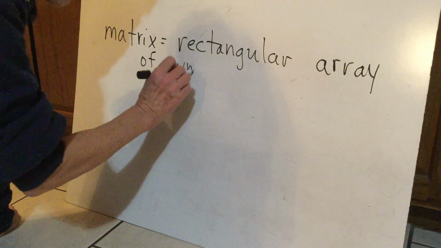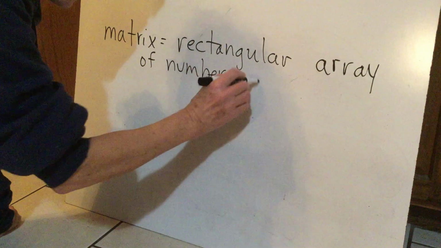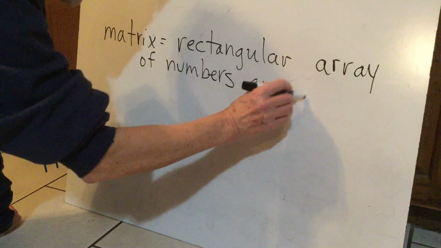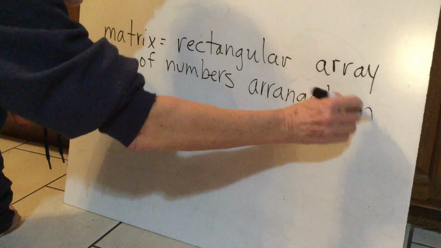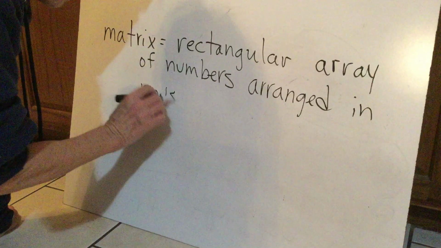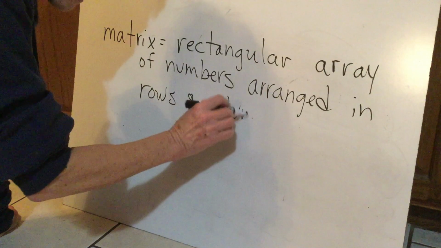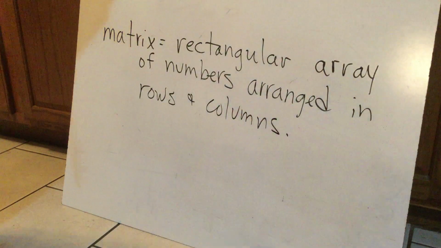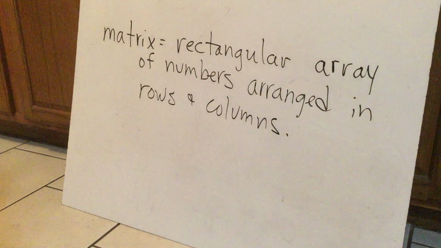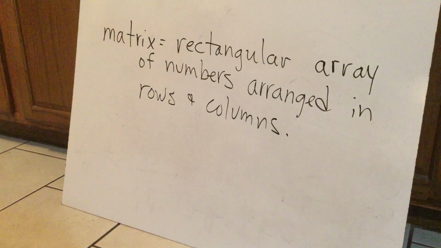Of numbers arranged in rows and columns. So I think that probably makes sense to you when you look at it.